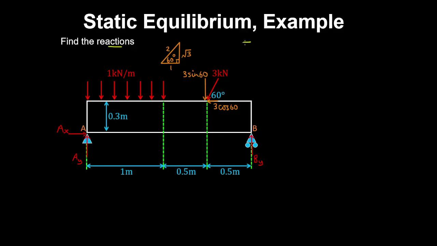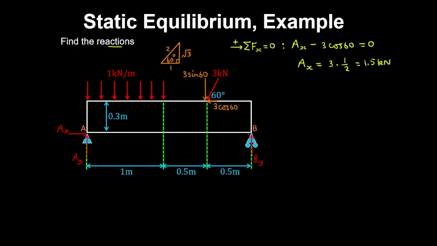Now we can find the horizontal reaction by taking force equilibrium in the horizontal direction. So we have AX minus 3 cosine 60 degrees is equal to 0, and cosine 60 is 1/2 using the special trig triangle. So AX is equal to 3 by 1/2, or 1.5 kilonewtons.